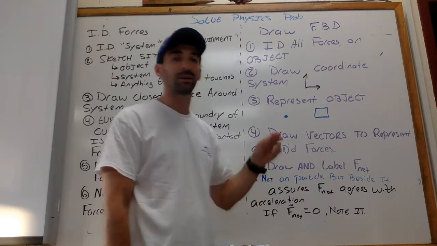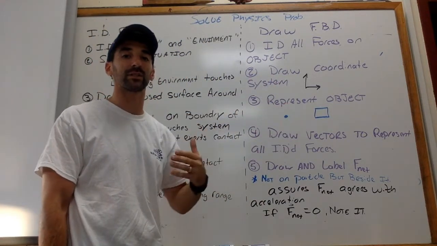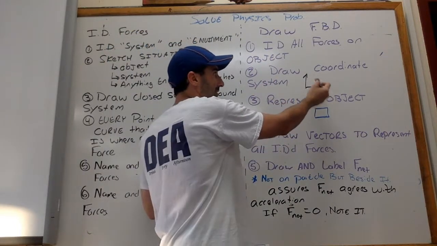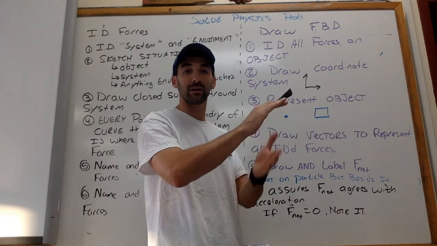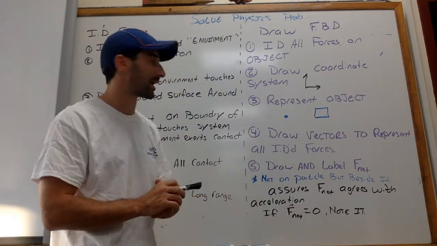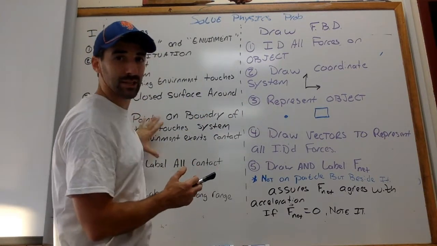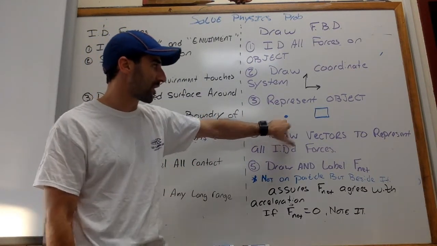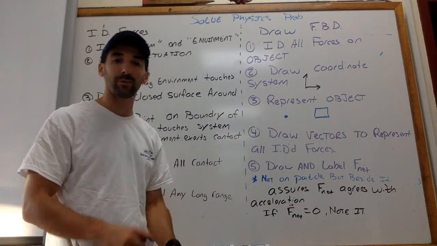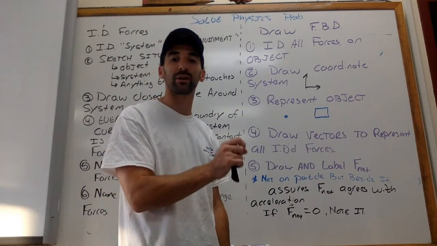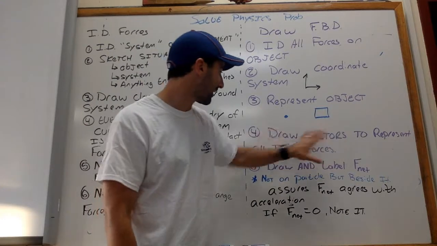Second thing we need to do is draw a coordinate system. I want to know what direction is positive, what direction is negative. So here, this would be my positive x and my positive y. Sometimes there's a z direction. If I have something on an angle, I'm going to choose a coordinate system that's also on an angle. Next, I'm not going to go on to this complex sketch that I have. I'm going to represent my object with either a dot or a box. That could be anything I want. Draw vectors to represent all of our identifiable real forces. Draw and label.